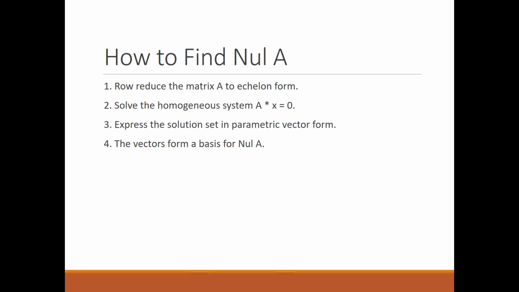Next, if any matrix A is given, how to find the null A? To find the null A, we have to reduce the matrix A into echelon form and solve the homogeneous system Ax is equal to 0. Find the x. That x is called null A. Okay, so now we'll solve some example problems.